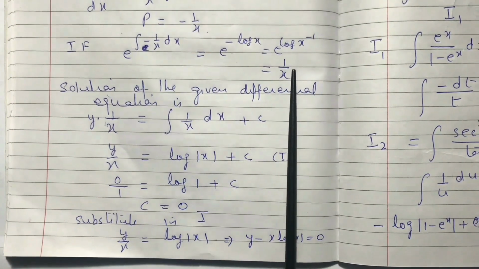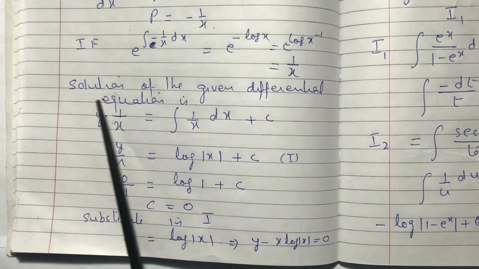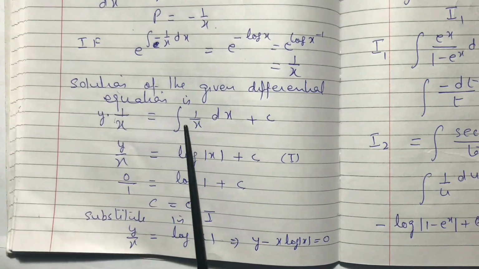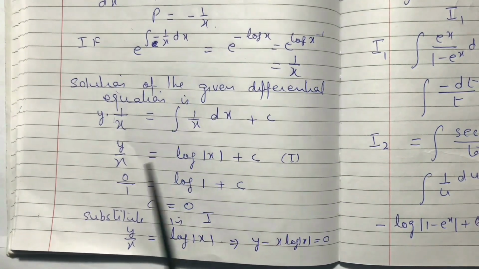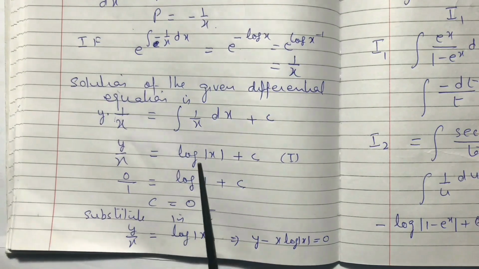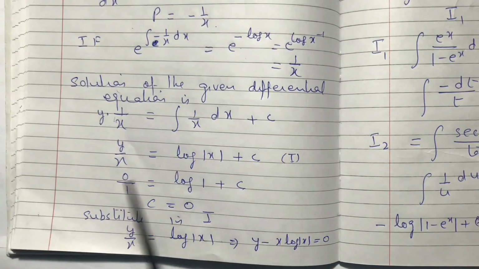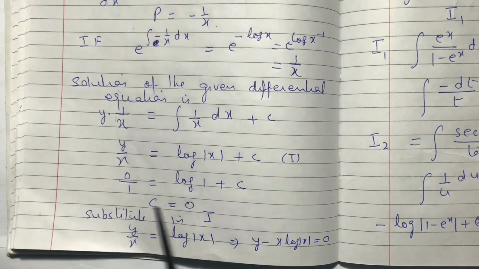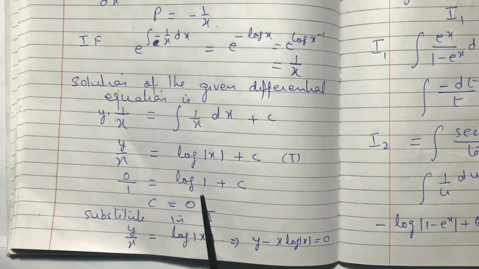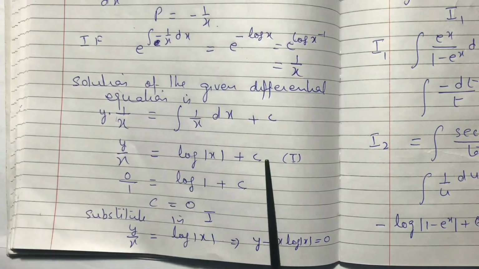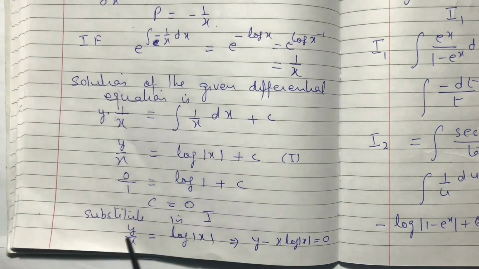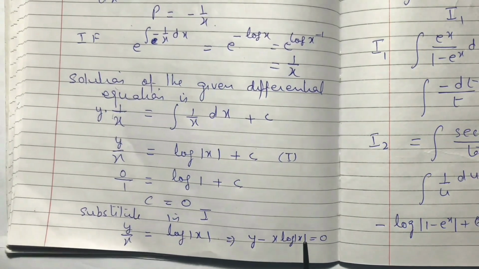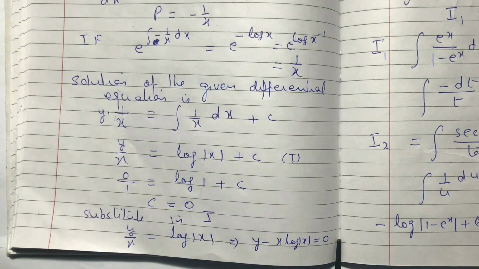Now when you get the integrating factor, I think you all know how to solve it. The solution of the given differential equation is y dot 1 by x is equal to integrate 1 by x dx plus c. Now this is equal to y by x is equal to log mod x plus c. So if I put y as 0 and x as 1, then it becomes log 1 plus c. Then I get the value of c. Substitute this value in here, and I'll get the particular solution. y upon x is equal to log mod x. That is y minus x log mod x is equal to 0. So that is the answer.